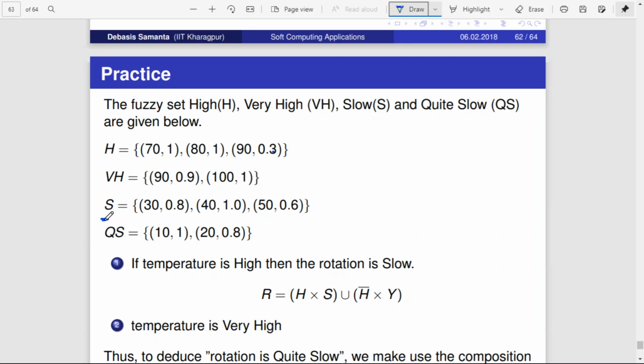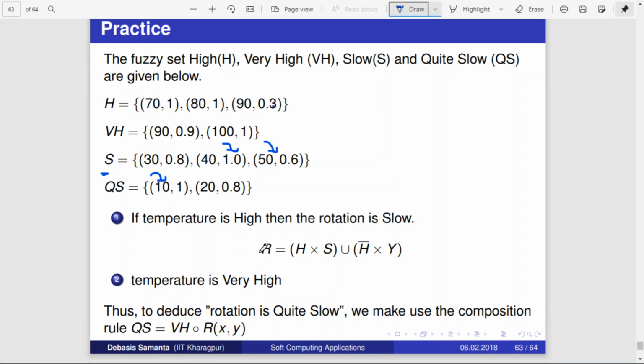And slow rotation: 40 is considered slow rotation, so it is 1. 50 is not slow, it is quite faster, so it is 0.6. 30 is not slow, it is 0.8. And quite slow, that is very slow: 10, its degree is 1, it is very slow. 20, the very slow score is 0.8. So if temperature is high, then the rotation is slow.